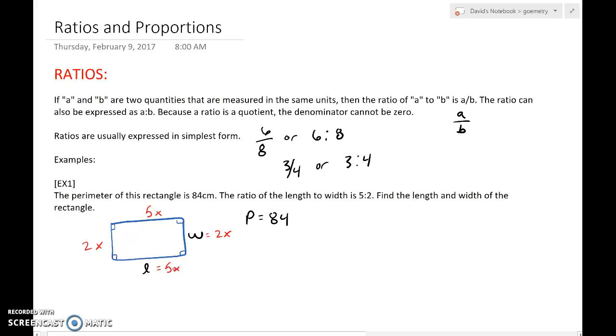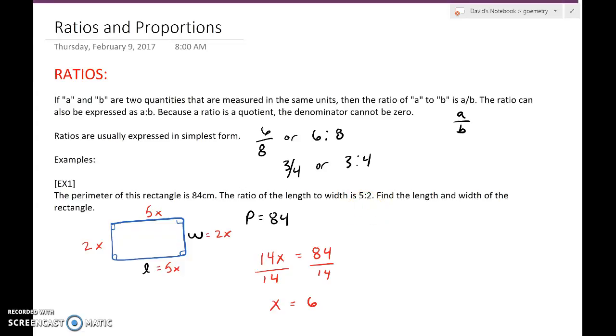When I add all those together, I get 14x, and 14x is going to equal the perimeter, which is 84. And now you solve for x, so you divide both sides by 14, and you get your answer, x equals 6. So x equals 6 is my answer for this problem, but it's not what the word problem is asking me. It's asking me what is the length and width of the rectangle. So to find the length and width, we would take 6 and plug that back in.